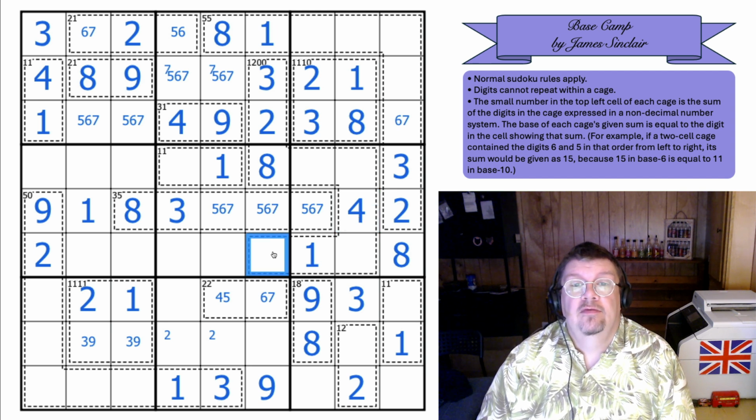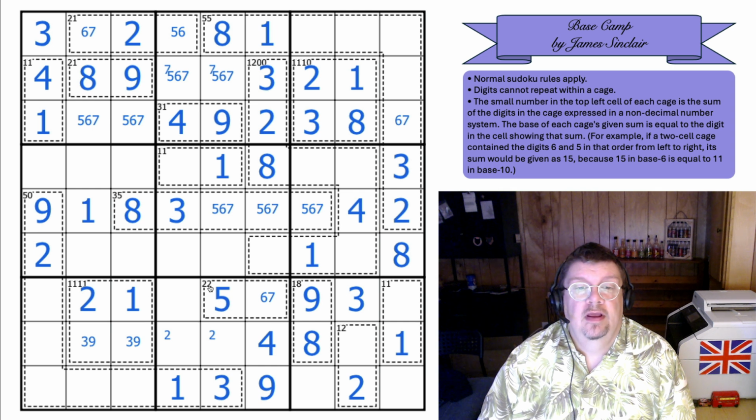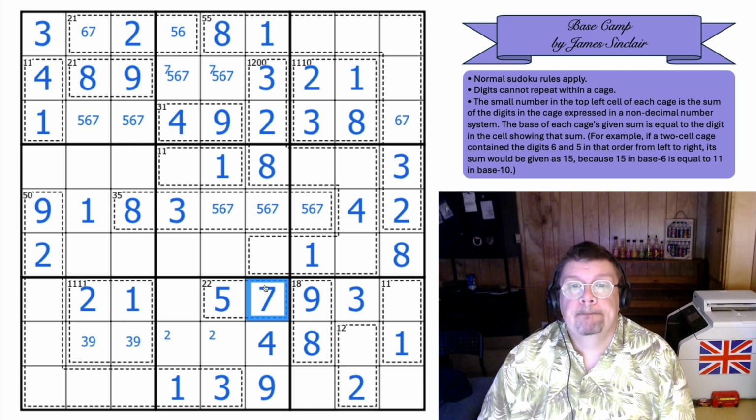That means I can't put a 4 here. So this has to be a 4. That makes this 5, and just to double check, 5 times 2 is 10, plus 2 is 12. So that's 7.